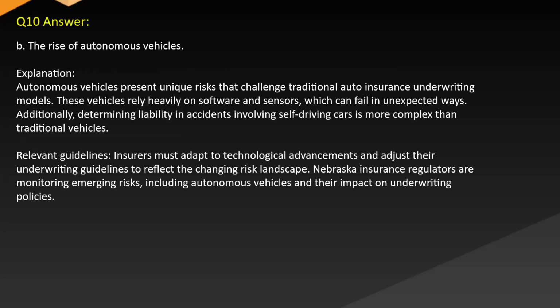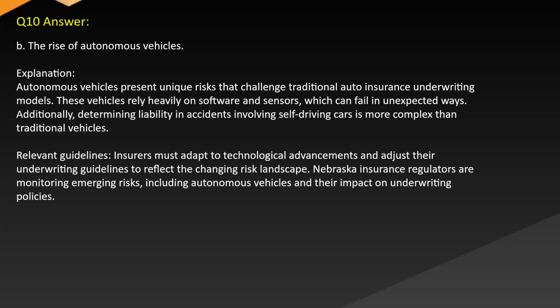Answer. B. The rise of autonomous vehicles. Explanation. Autonomous vehicles present unique risks that challenge traditional auto insurance underwriting models. These vehicles rely heavily on software and sensors, which can fail in unexpected ways. Additionally, determining liability in accidents involving self-driving cars is more complex than traditional vehicles.